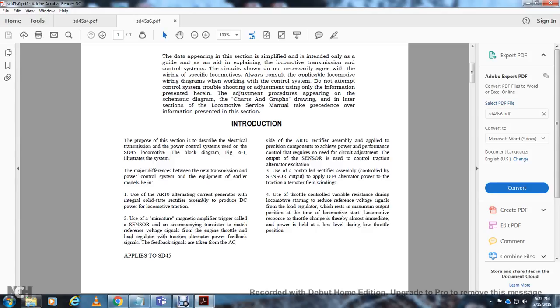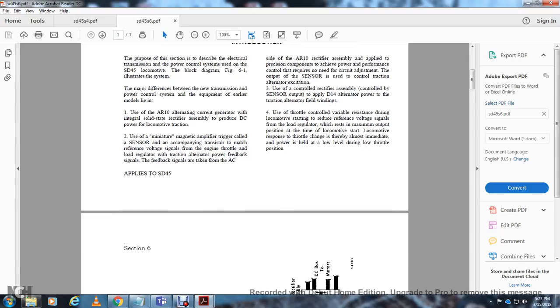Section 3, the control rectifier assembly controlled by the sensor output to apply D14 alternator power to the traction alternator field windings. U with the throttle control variable resistance during locomotive speed to reduce the variable reference voltage signal with the load regulator resist for the maximum output of the position of the time of the locomotive start. Locomotive responsible for the throttle change, thereby also immediately power itself with a low level during the low level throttle position.